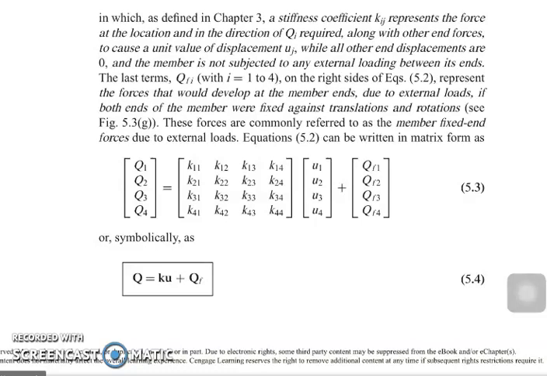For every member, you are going to make use of this equation, wherein, for example, you have Q sub 1, Q sub 2, Q sub 3, Q sub 4 equal to our stiffness matrix in the local coordinate system, represented by small letter k, multiplied by our member end displacement in the local coordinate system, plus our Q sub F. So we still have four Q sub F for every member.